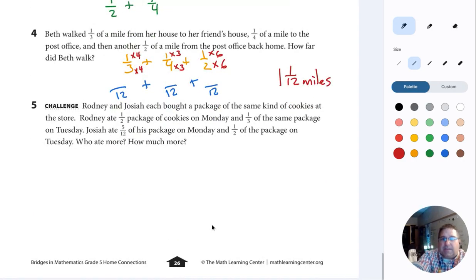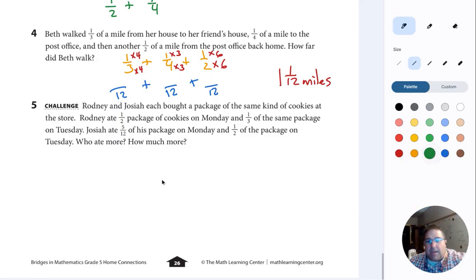And last but not least, challenge. Again, we say these are just slightly harder. This one's probably not even too bad, really. It's just a little more wordy. Just organize your work and figure it out. Rodney and Josiah each bought a package of the same kind of cookies at the store. Rodney ate half a package of his cookies on Monday, a third of the same package on Tuesday. Josiah ate 3/5 of his package on Monday, and then the half of that package on Tuesday. Who ate more, and how much more?